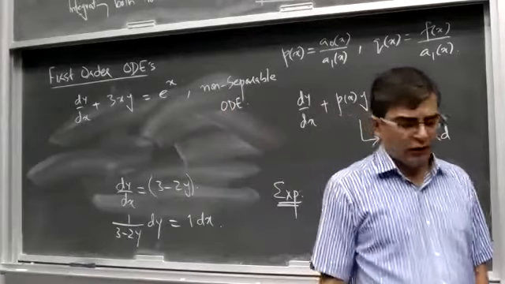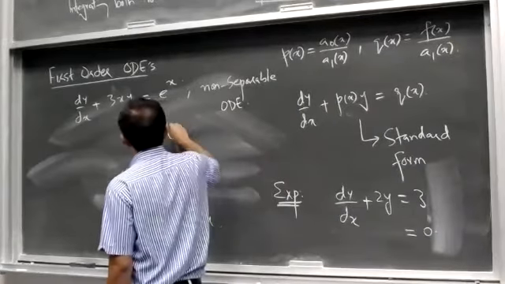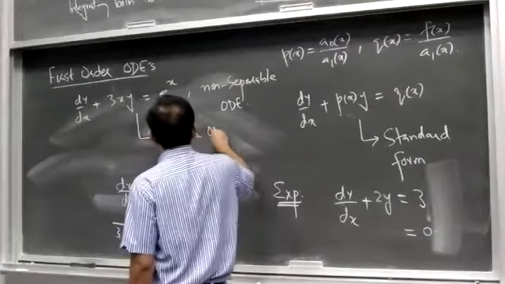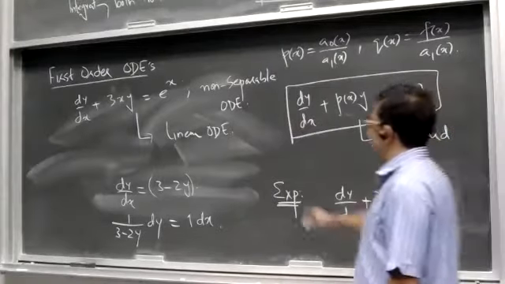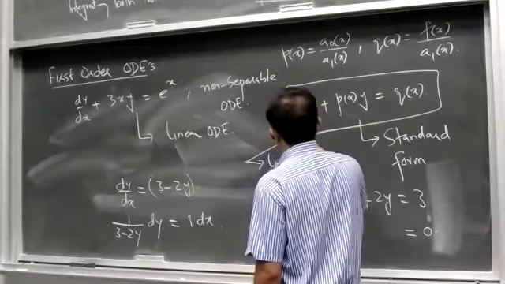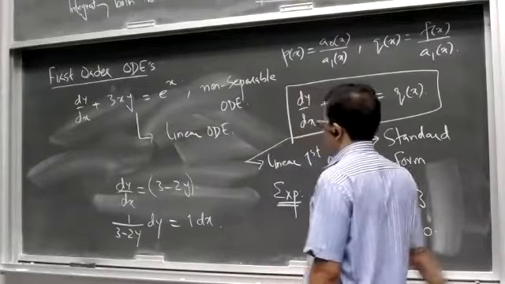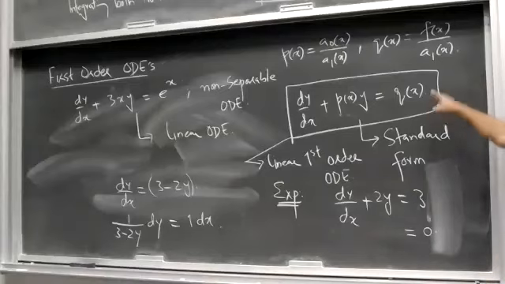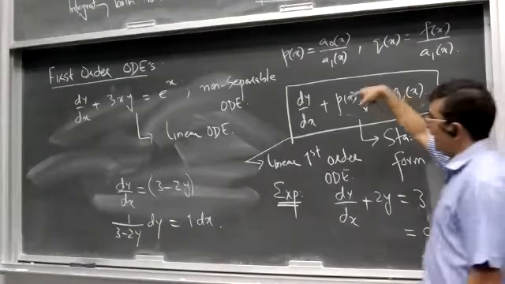Then what do we call this kind of differential equation? It is called a linear ODE. So in general, this is a linear first order differential equation. This is called a linear first order ODE.